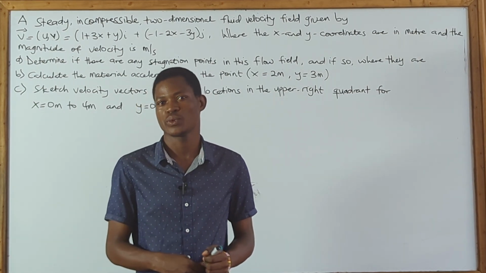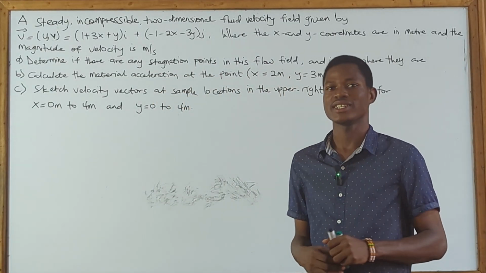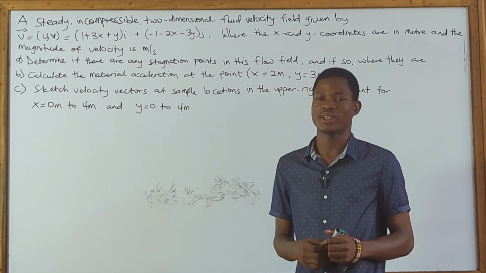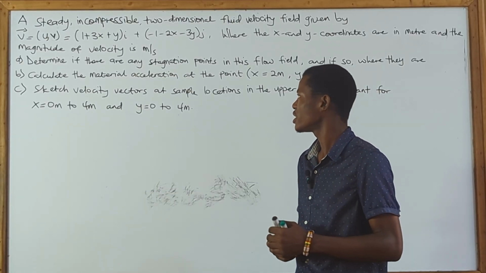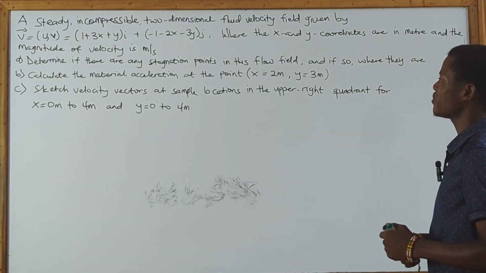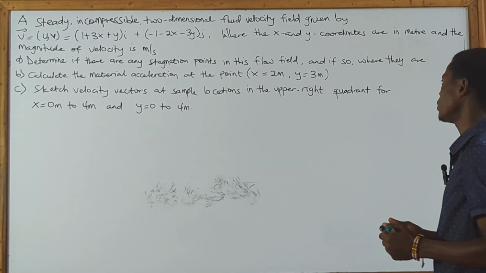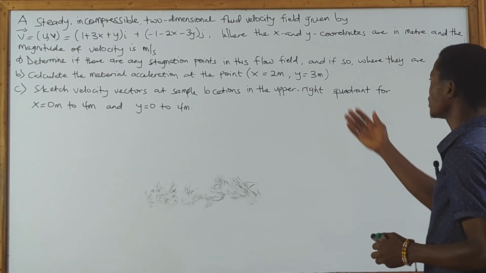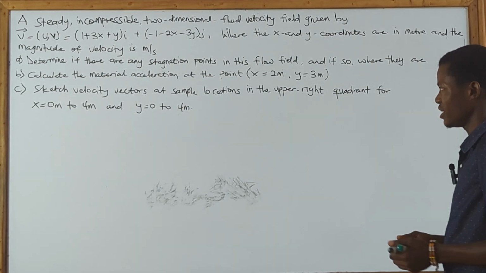In this video we are going to solve the question I have on the board here. It's a question under fluid kinematics, which simply means fluids in motion. The question states that we are to determine if there are any stagnation points in this flow field, and if so, where are they?